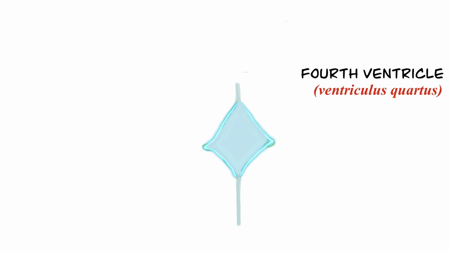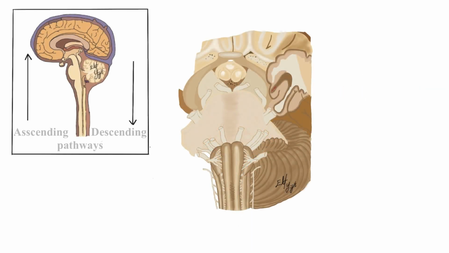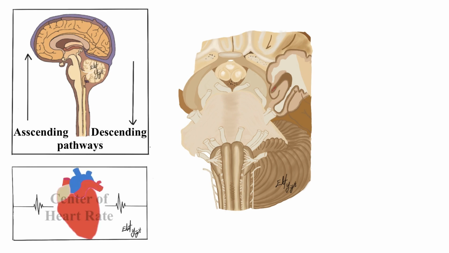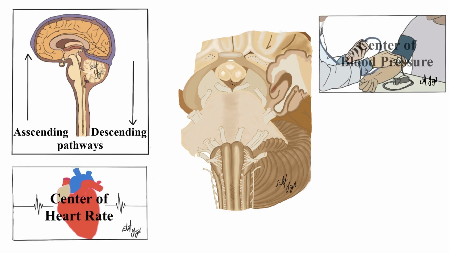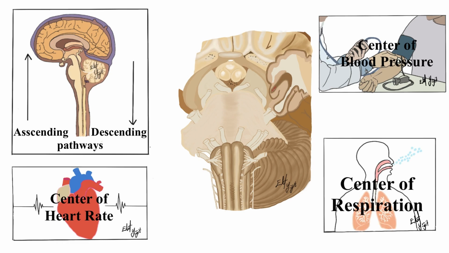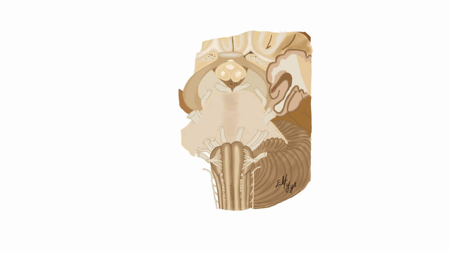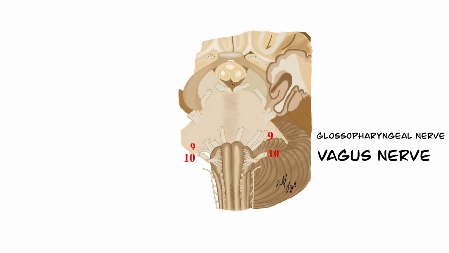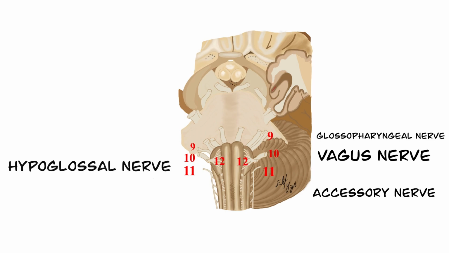Quarto means fourth. Medulla oblongata carries many ascending and descending pathways that carry information between brain and the spinal cord. It is also the center of vital functions such as heart rate, blood pressure, and respiration. Medulla oblongata hosts the four most inferior cranial nerves. These are 9th glossopharyngeal nerve, 10th vagus nerve, 11th accessory nerve, but cranial part of accessory nerve, and 12th hypoglossal nerve.